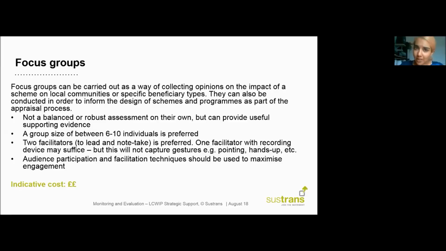To get the most out of focus groups, you should consider using facilitation techniques to maximize engagement. So that can involve voting activities or the use of post-it notes and some audience participation to maximize what comes out of the focus group. In terms of indicative costs, they are quite costly because of both the time investment and the need for 2 facilitators.